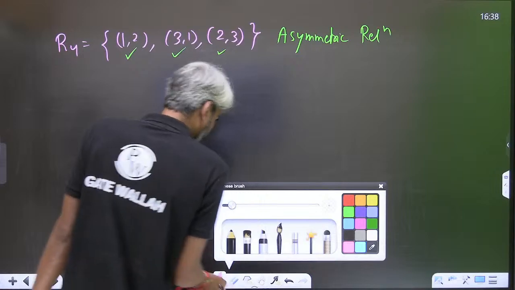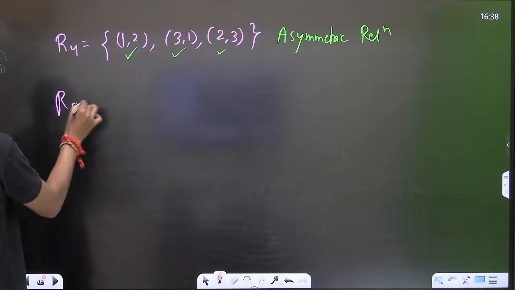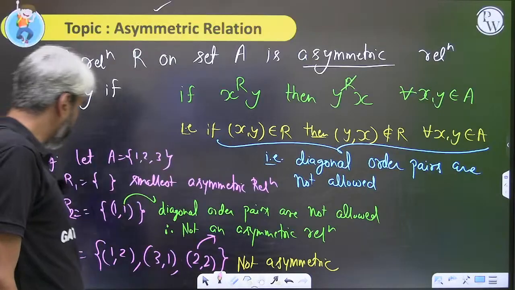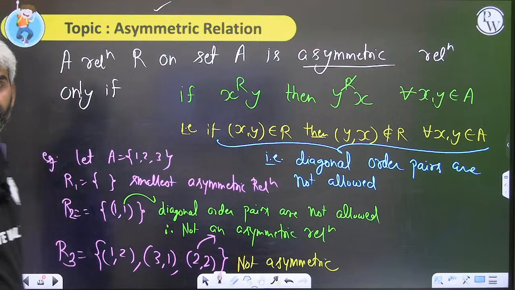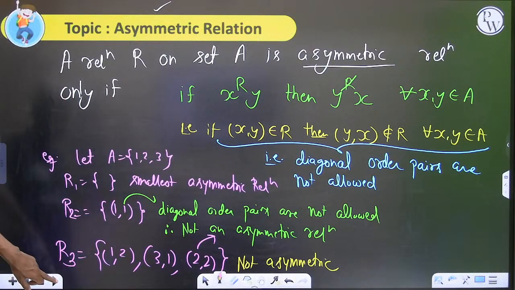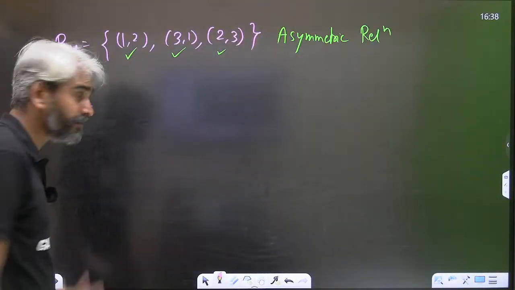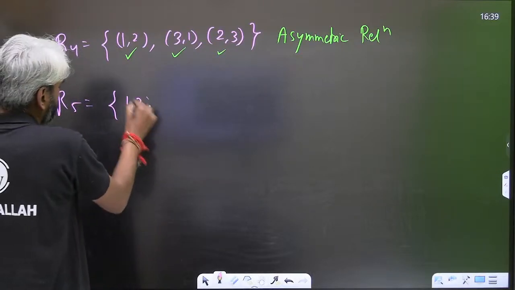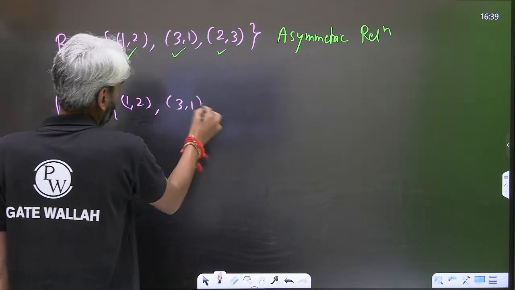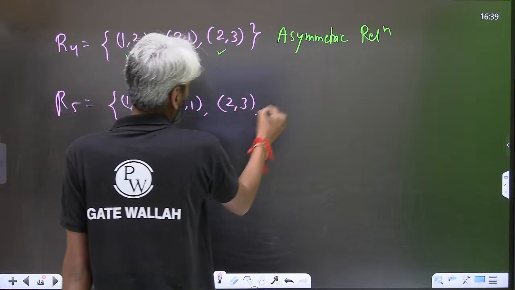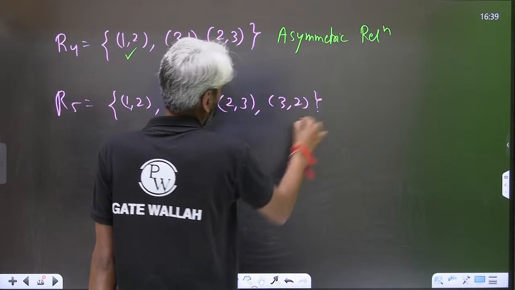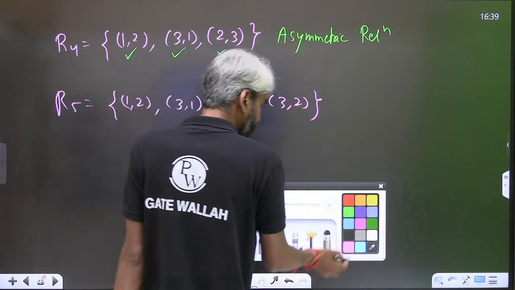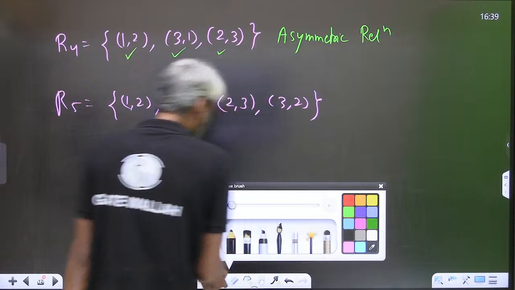Let's move to the next one. Sir, R5. Sir, it's okay that if any of the diagonal ordered pair is present, then it will not be asymmetric. But if none of the diagonal ordered pair is present, then will it always be asymmetric? Let's check. Sir, 1, 2, 3. So this is symmetric, this is asymmetric or not?